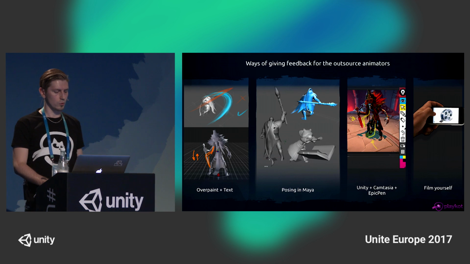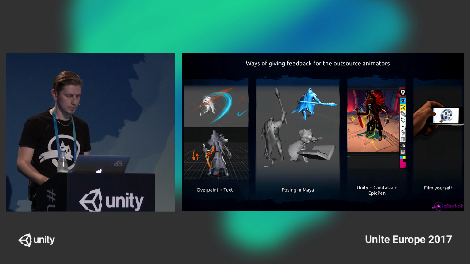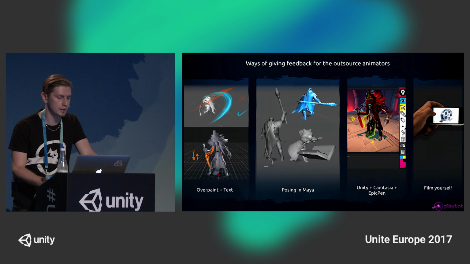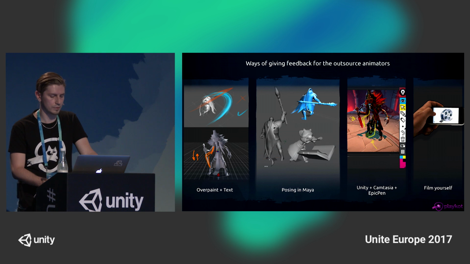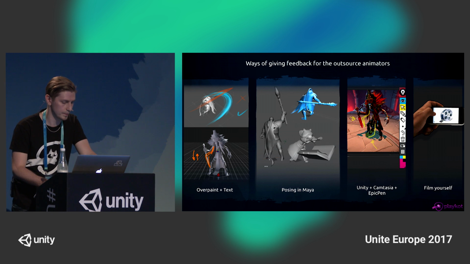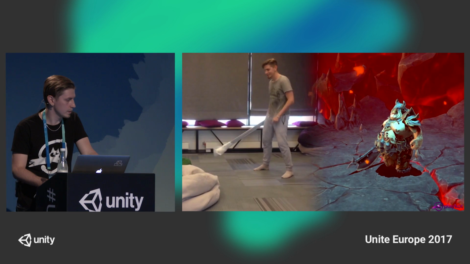Most of the animation work we give to the outsourcers. And here you may see the different kinds of feedback that we give to them to explain our vision and ideas. And the last one, I think, deserves special attention. One of the most effective ways to give a task to an animator is to make a video of yourself or somebody else. And here are some examples.